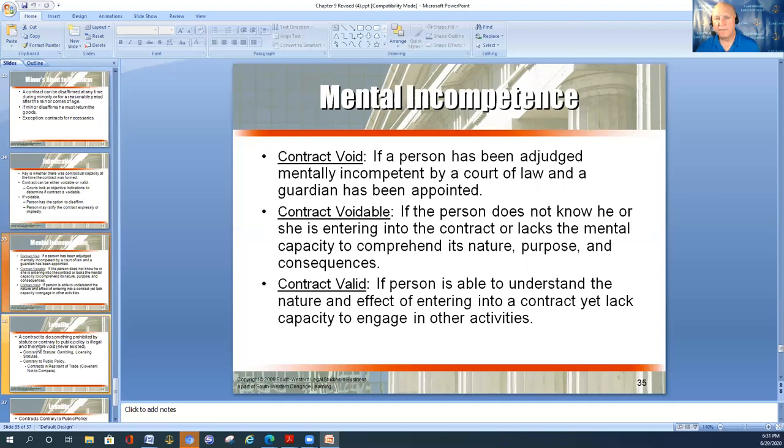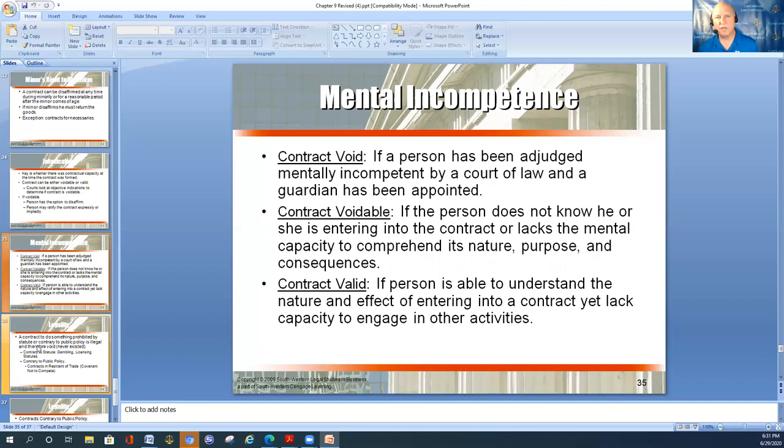I'm not going to spend any time tonight on mental incompetence, but I would urge you to go through these because I'll spend a minute or so talking about it. These are more examples of contracts. Depending upon how someone is declared mentally incompetent, or how you determine that they're mentally incompetent, will dictate whether the contract is a valid contract, a void contract, or a voidable contract.